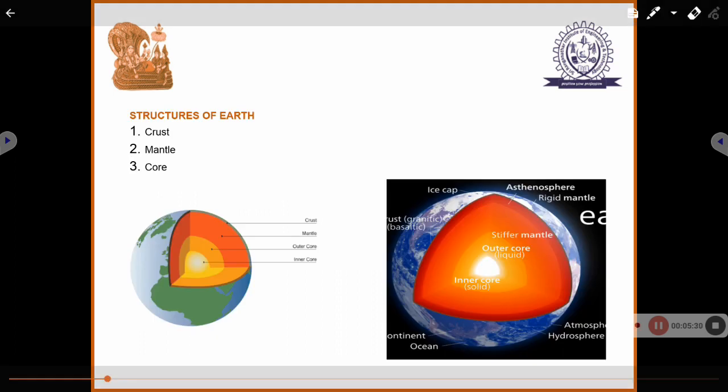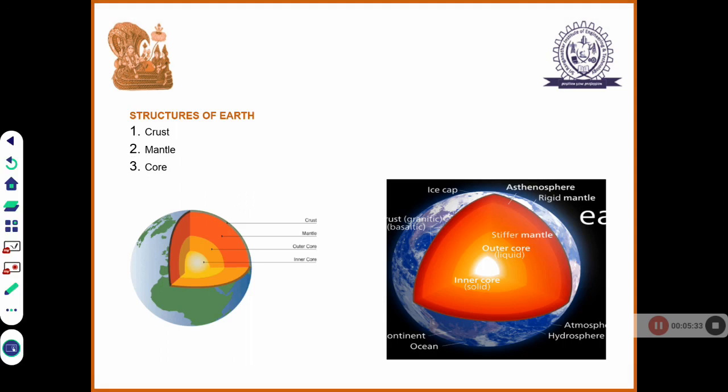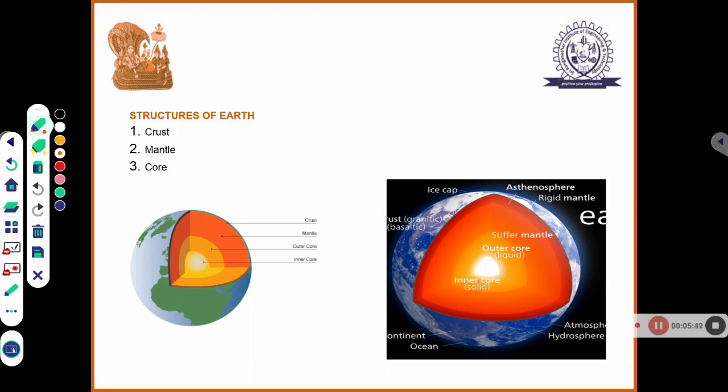is the crust. The top layer is the crust, and next, below that, is the mantle, and next is the outer core and inner core. The center part is known as the core, and inside is the inner core and outside is the outer core. So here you have a big diagram where all the parts are shown in detail.